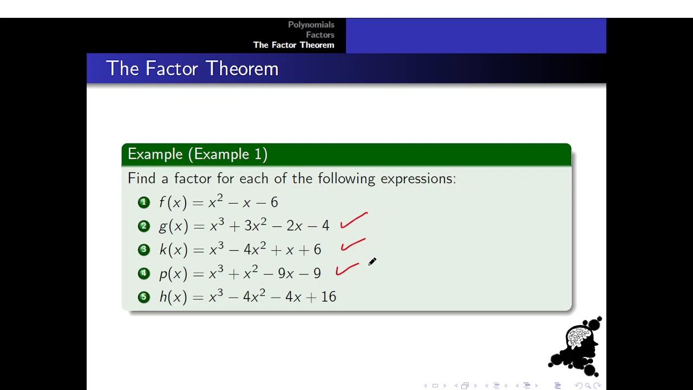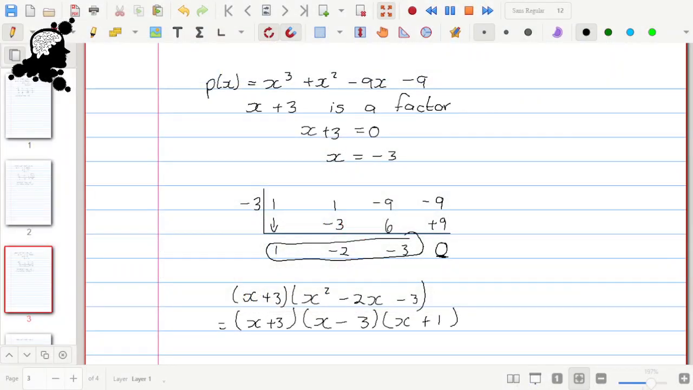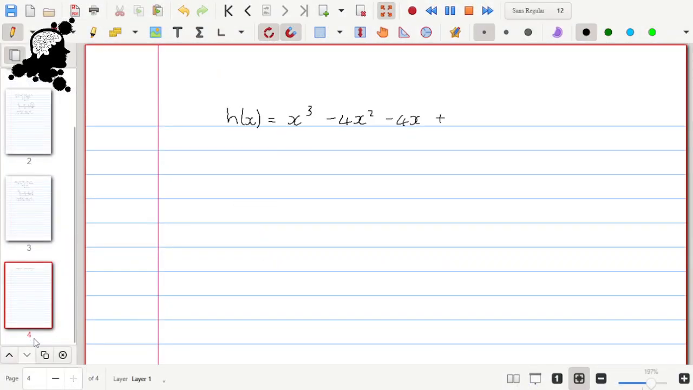Let's have a look at the last and final question. To do this, let's go back to our writing pad, and I've already written down the question. The question is 4x, I forgot to put the plus 16 there. If you remember from the previous two videos, we got x plus 2 as one of the factors. So what we need to do is take our factor and equate it to 0. We will get x equals negative 2.